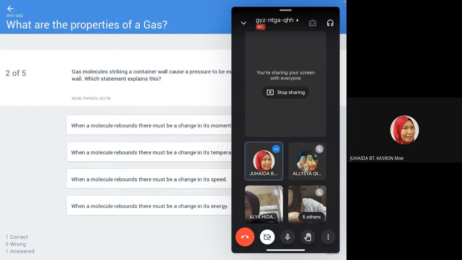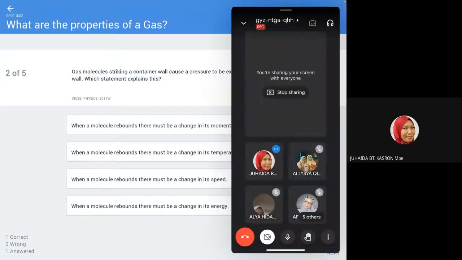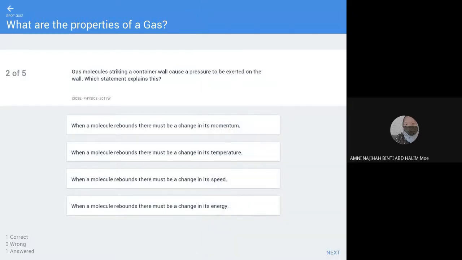Okay, next question. Question number 2, can I ask Amni Naziha to read the question? Gas molecules striking a container wall cause a pressure to be exerted on the wall. Which statement explains this? Okay, let's check the answers one by one. When a molecule rebounds, meaning when it has collided, there must be a change in its momentum, temperature, speed or energy.